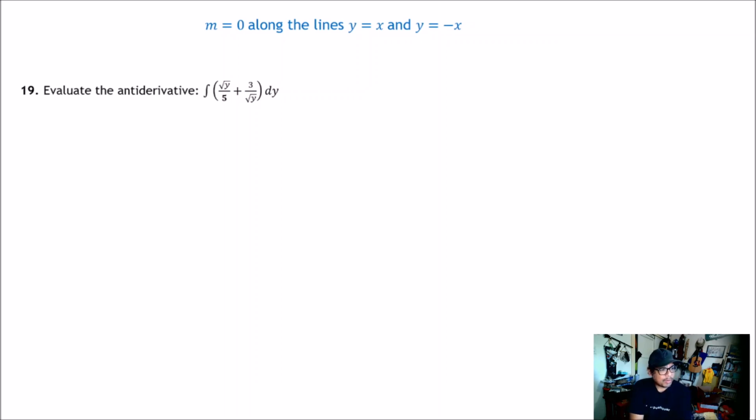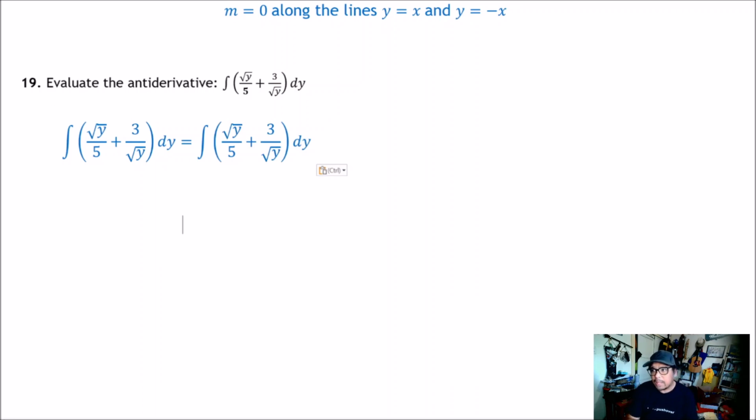So starting with question 19, we have to evaluate this antiderivative, and I see a lot of root functions, which are not that difficult, but it's easier to compute them if we look at them as rational exponents. So here we have our integral.